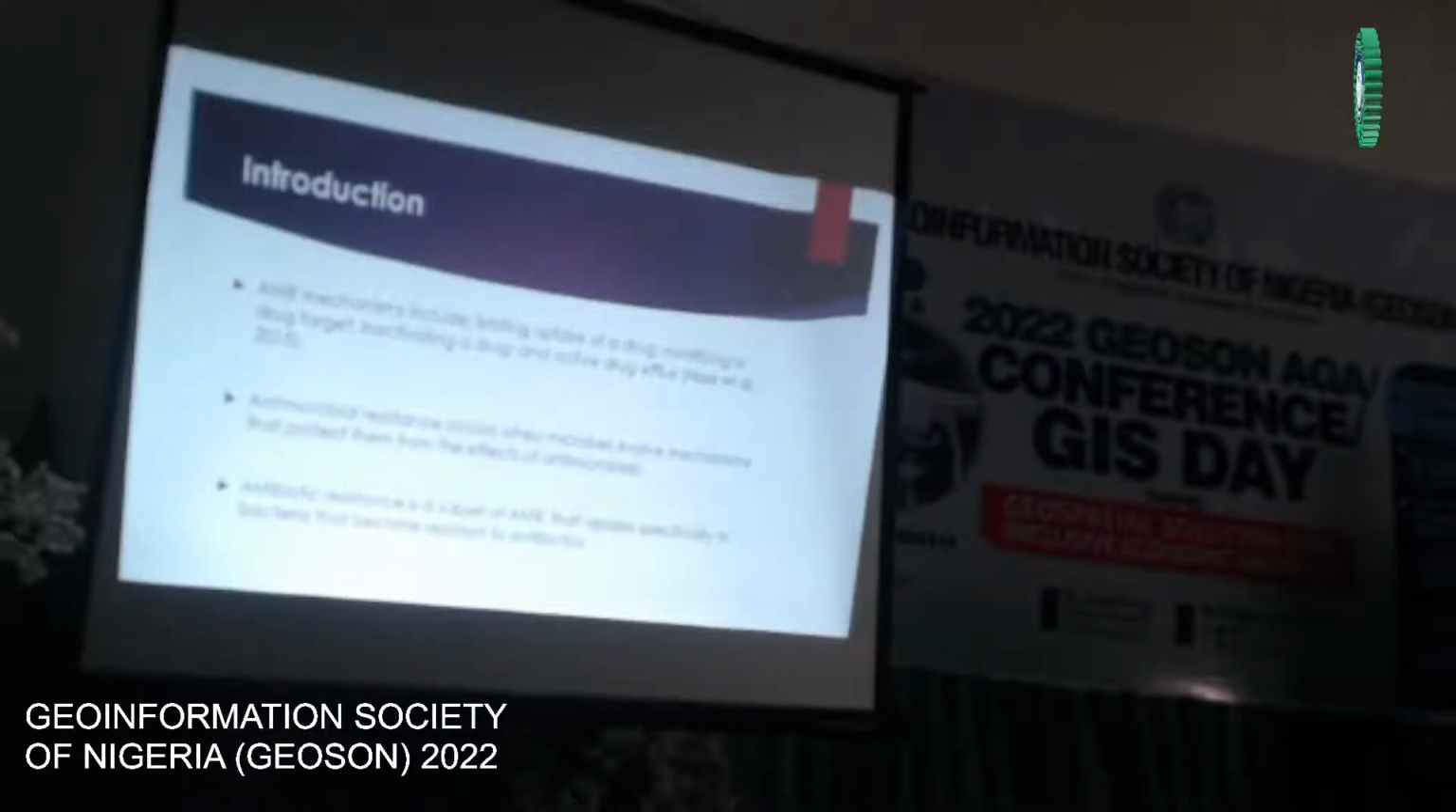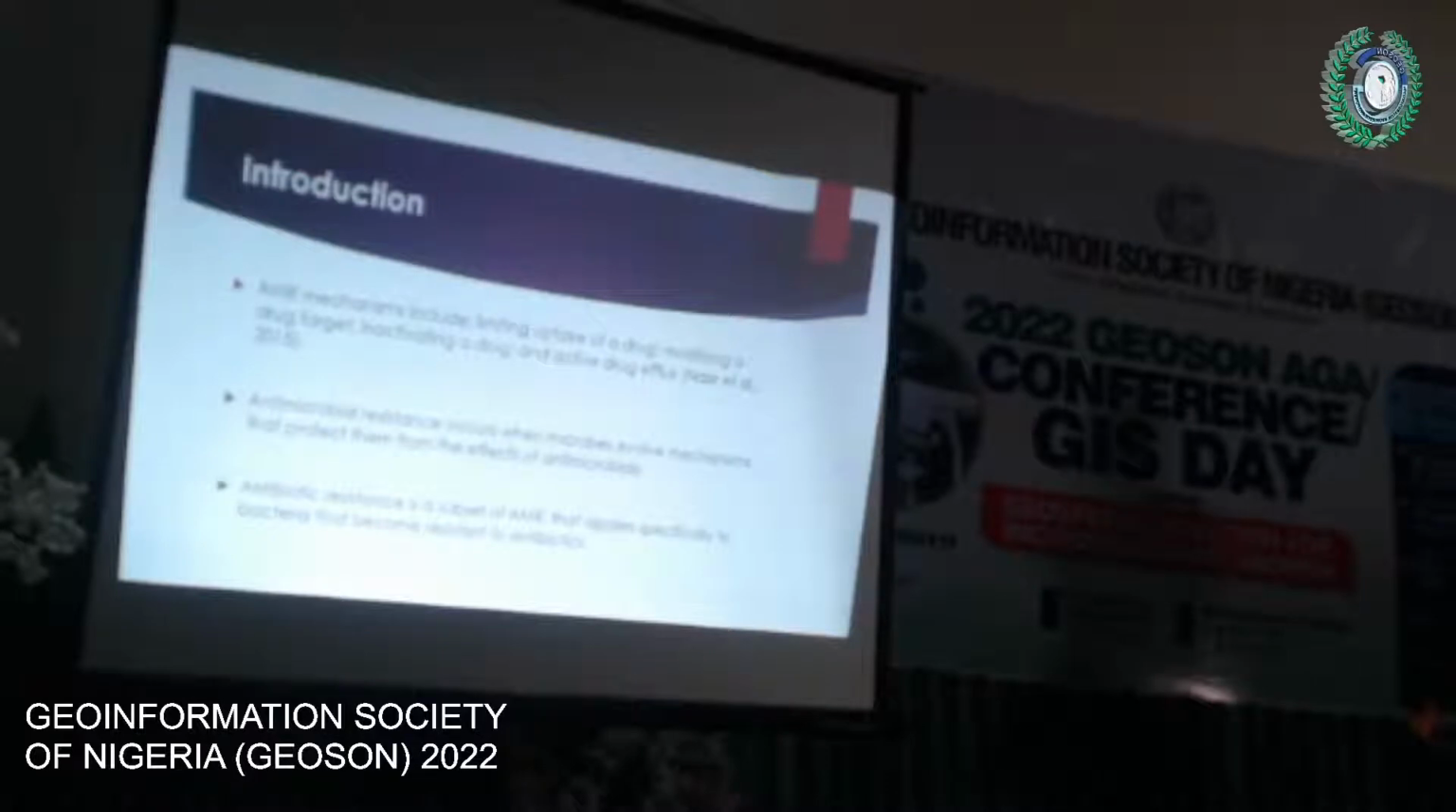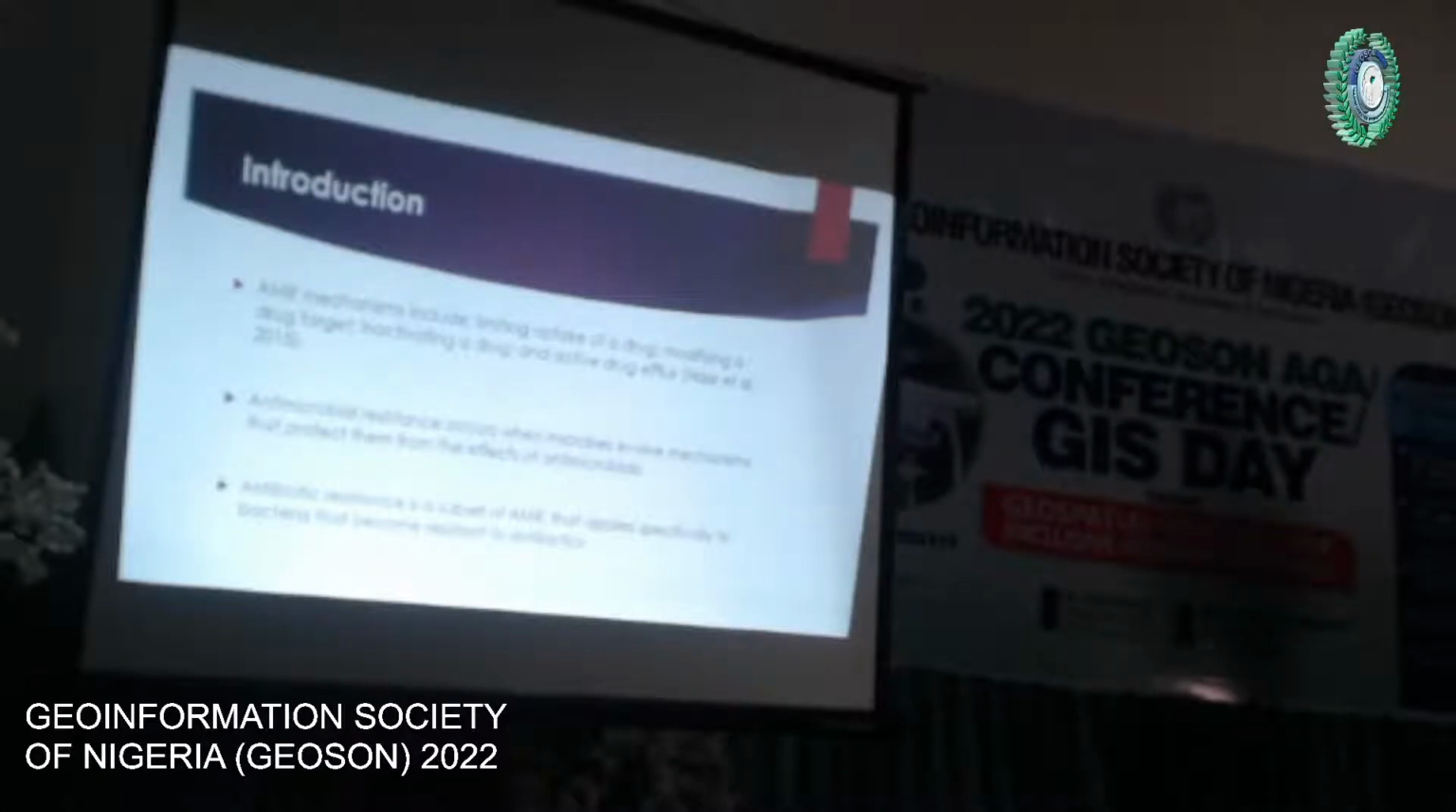And so the AMR mechanism has different ways it happens. It limits uptake of drugs. It modifies the target, so when you take the drug it does not work. It changes the way the organism behaves in the body so that the drug does not work. And it also does active drug efflux, in which it automatically transports the medication you take out of your cells. So they don't have to work even when you are taking many medications.